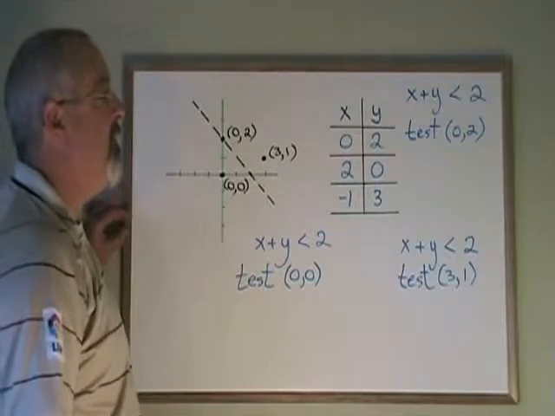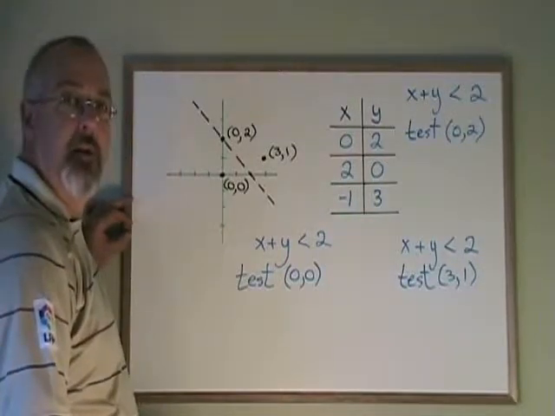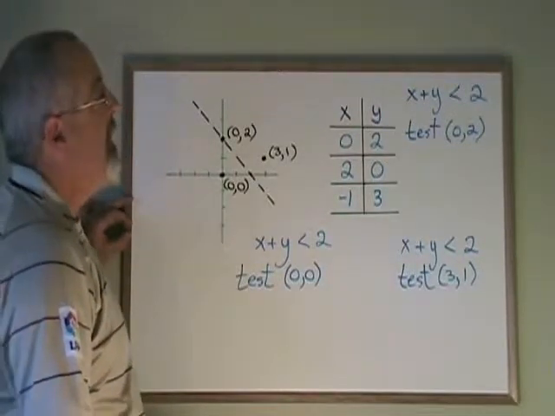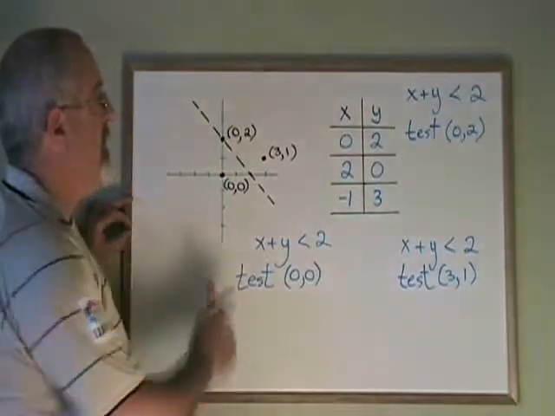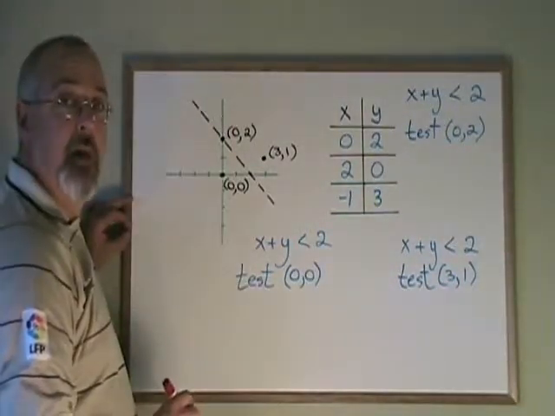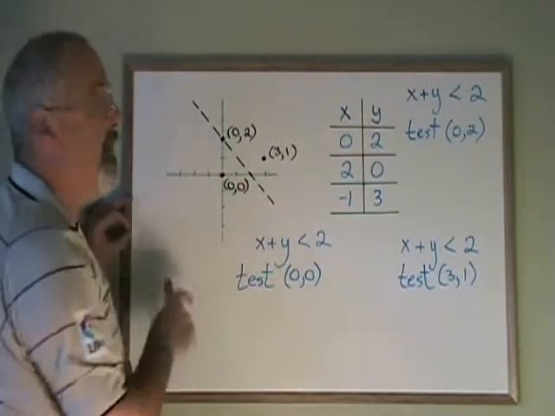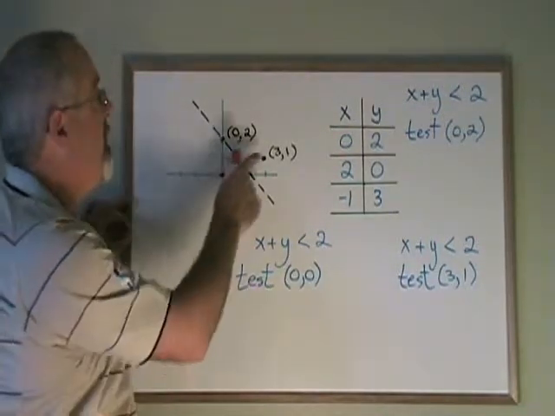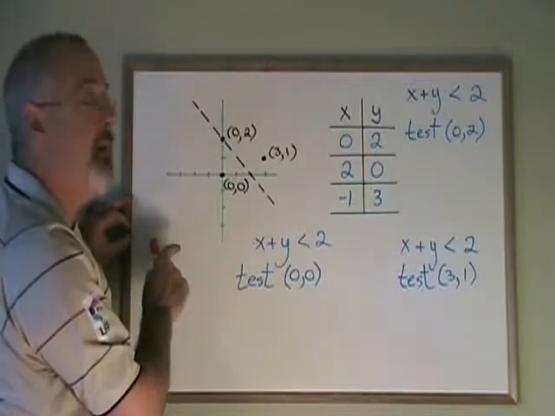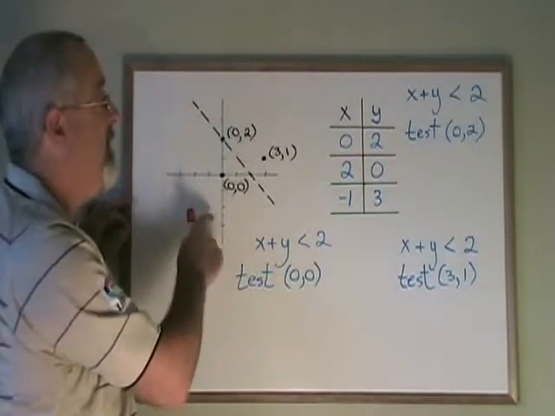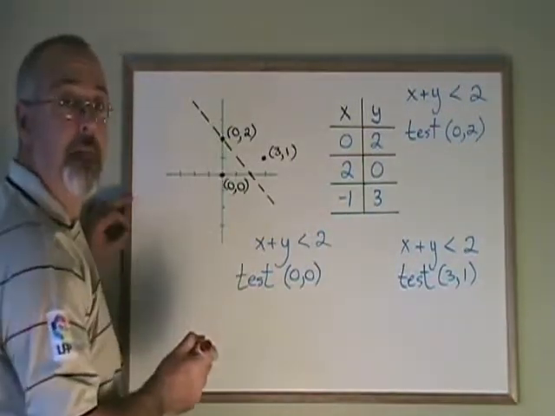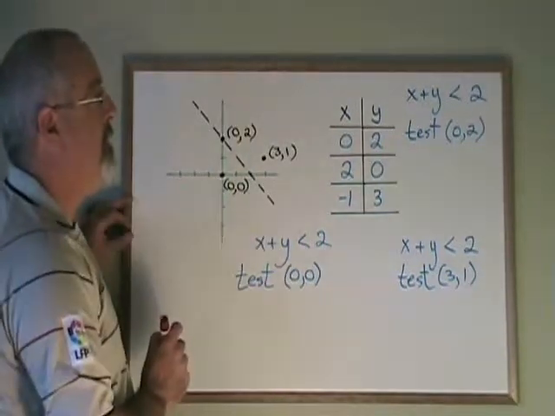Here I have the inequality x plus y less than 2. I have already prepared a table of values, and I've already graphed the line. What I'm showing here are 3 test points. One that's on the line, (0, 2), and 2 others, (3, 1) and (0, 0), that are not on the line. One of them's on each side. I'm going to test all 3.